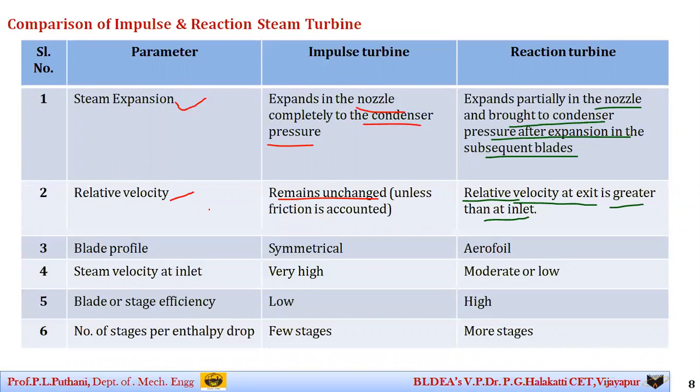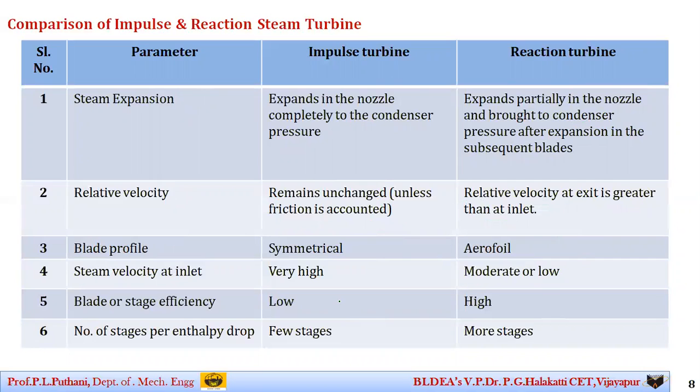Then coming on to the blade profile, that is the blade design. In the impulse turbine, we are using these kinds of blades throughout the rotor. If you cut these blades into equal parts at the center, they are symmetrical in nature. Whereas in the reaction turbines, the blades are mounted like this. They are aerofoil structures in nature. They are unsymmetrical.